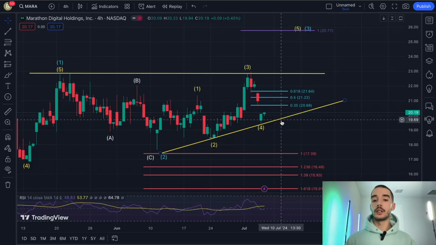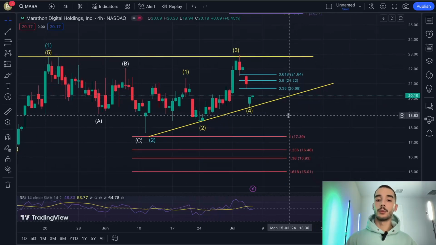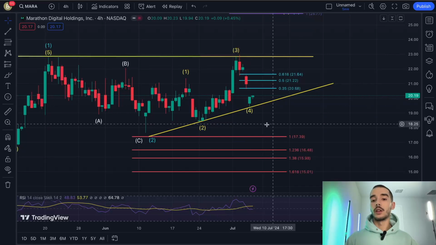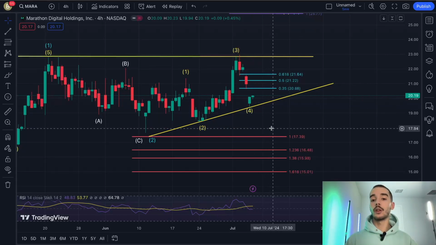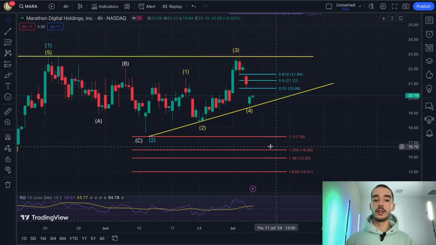Now, if we do get rejected and move down, that's when I'll update you guys on previous supports, or what the next support lines would look like as we continue to move downward, and what's the likelihood of actually reaching this red area down here.